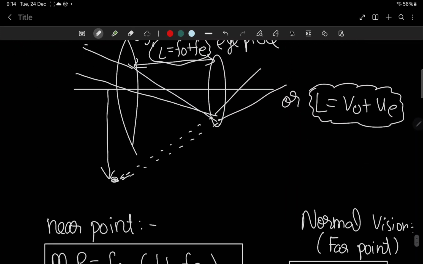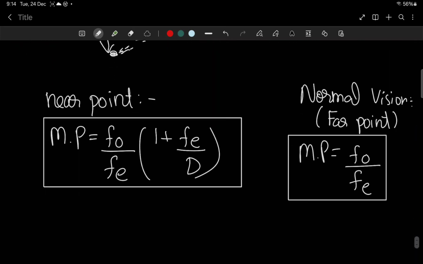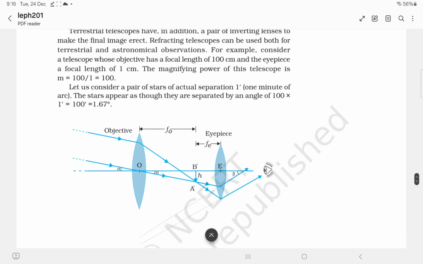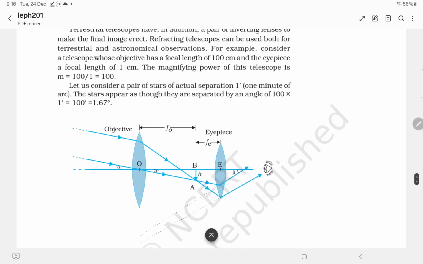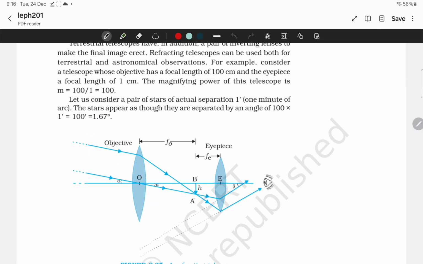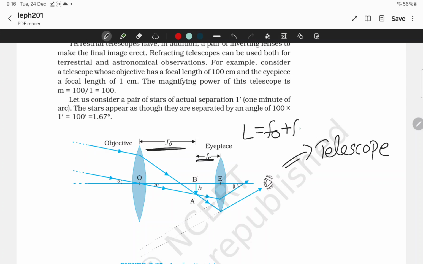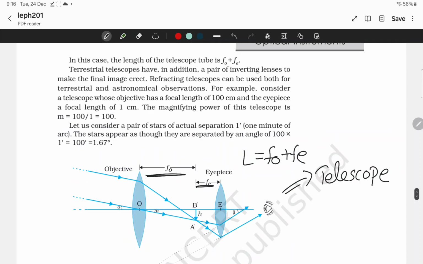Okay. So this is about astronomical telescope. Now we are having one more thing known as Cassegrain telescope. I'll be taking the photo of Cassegrain telescope from your textbook directly. Yes. So this is the telescope given in your textbook. This is the telescope, the proper ray image. Look, F0 plus Fe is the tube length. F0 plus Fe. Okay, you got it.